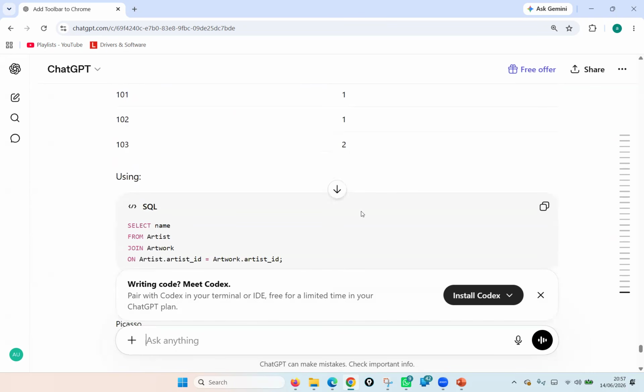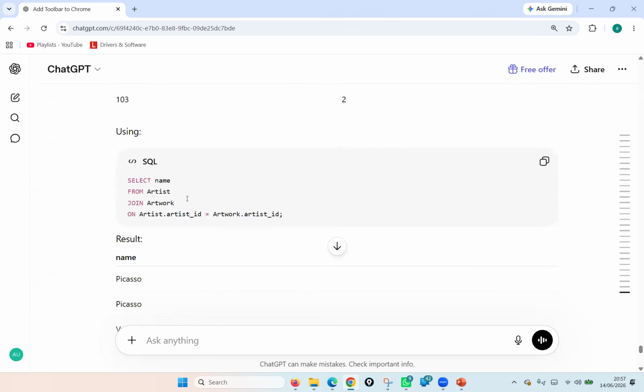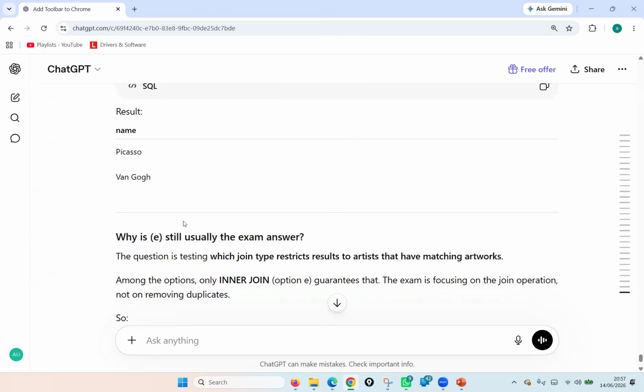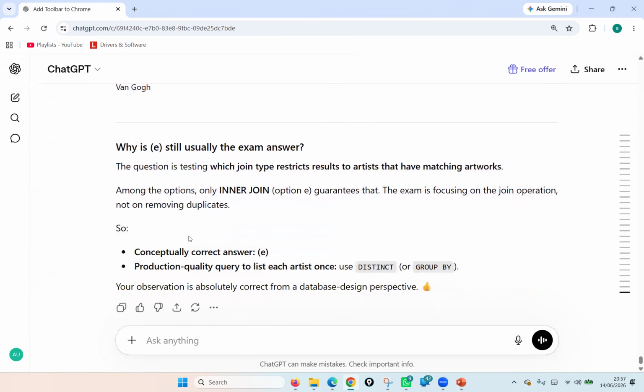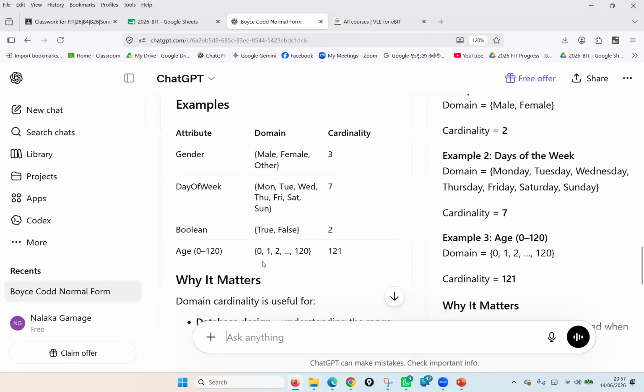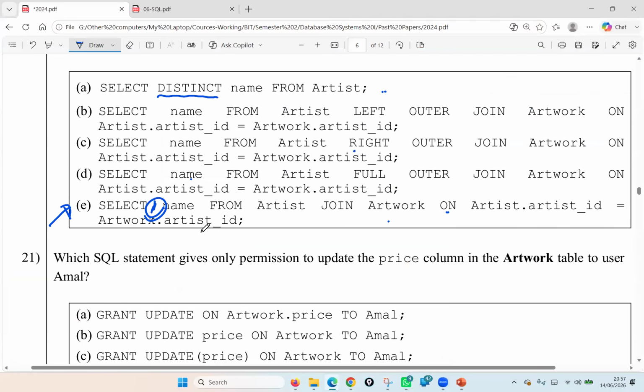හැබැයි දීලා තියෙන answers වලින් chat GPT එක ගැන හිතුවේ නෑ. So conceptually correct answer is E. Production quality query, list artists once, use distinct, right? Production quality code එකකට ගියොත් distinct කියන එක ගන්න නැත්නම් එකම artist දෙතුන් පාර result එකේ එනවා. So this answer is okay, but ideally we should have the distinct keyword also. Okay. Right. 21.